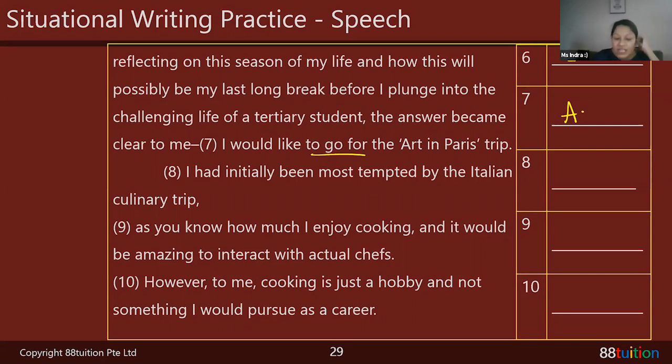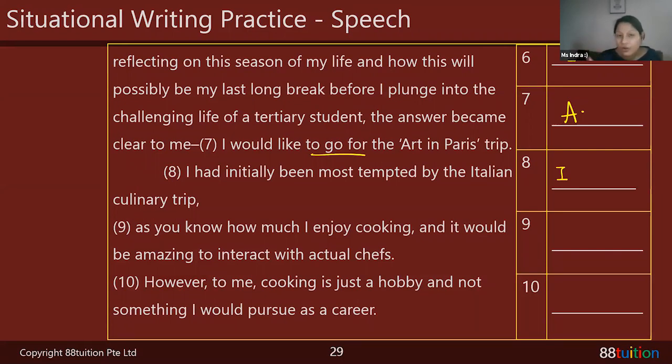"I had initially been most tempted by the Italian culinary trip." So number 8. Obviously, anybody wants to try? Shamin? It is invented because there was no mention in the previous part that she wanted to go to the Italian culinary trip. Okay, that is correct in a way. Invented is true to some extent.